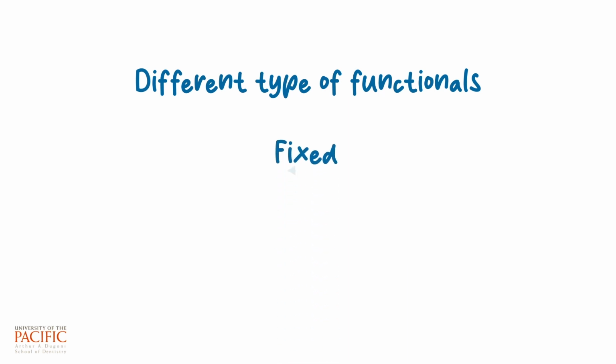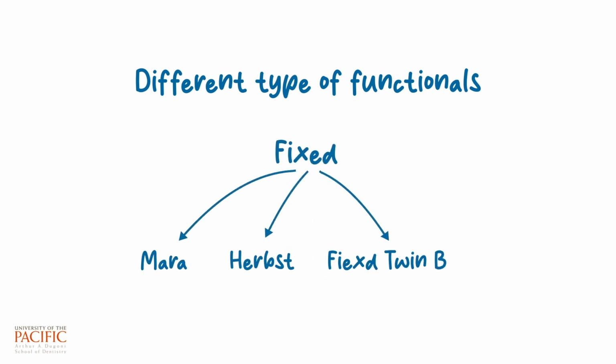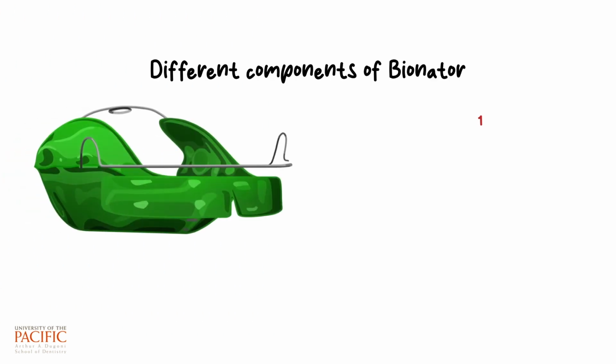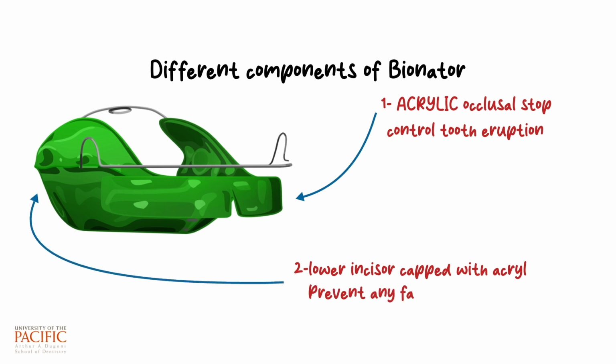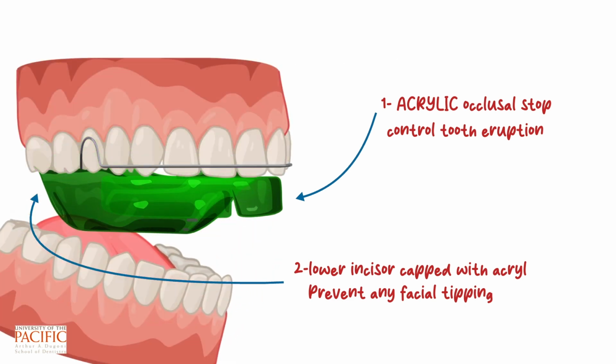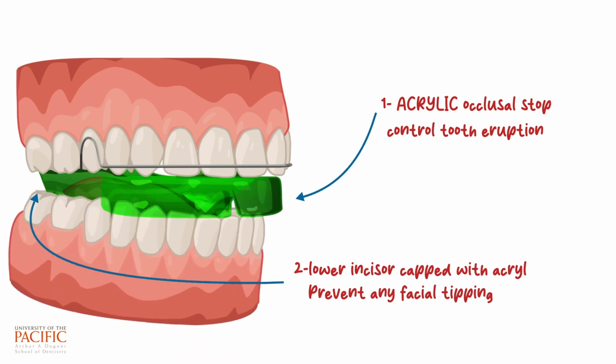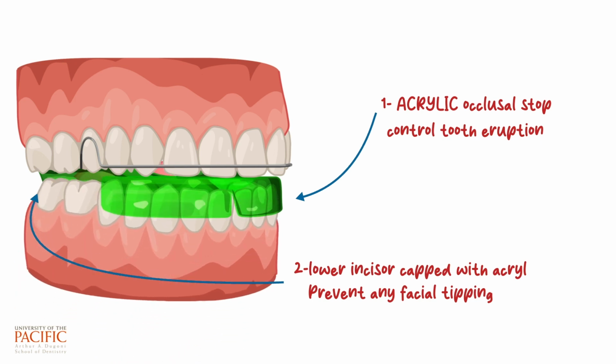Fixed functional appliances such as the Mara, Herbst, and fixed Twin Block are attached to teeth and cannot be removed by the patient. The Bionator is a removable appliance that features an acrylic occlusal stop to control tooth eruption and a lower incisor cap to prevent facial tipping. By advancing the patient's mandible, the Bionator utilizes the pressure created by the muscles and soft tissues to modify growth.